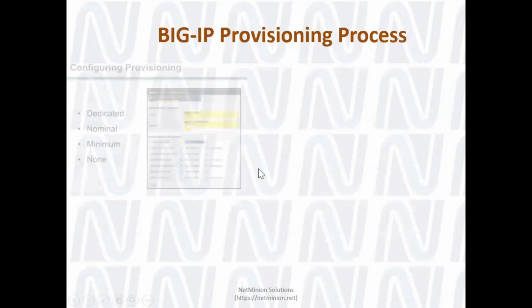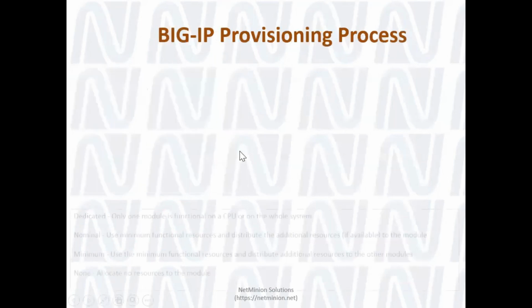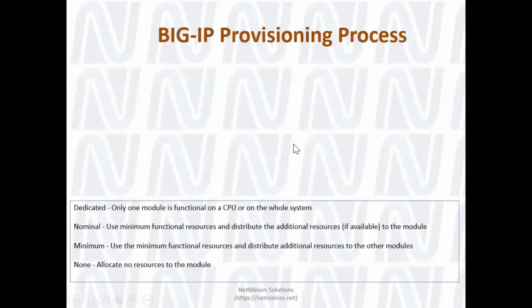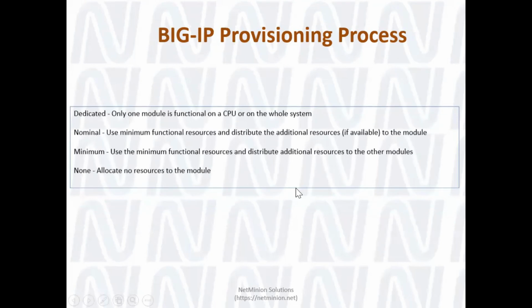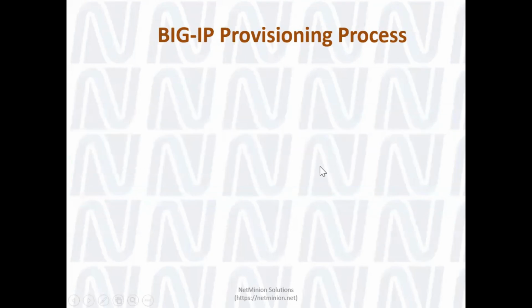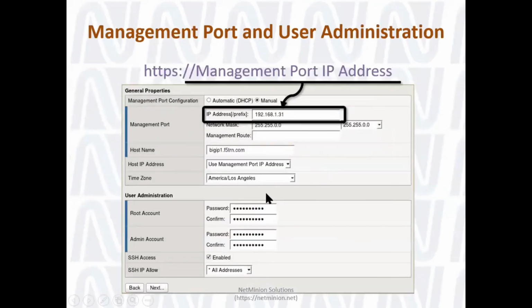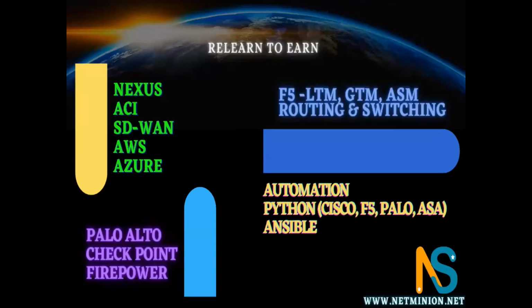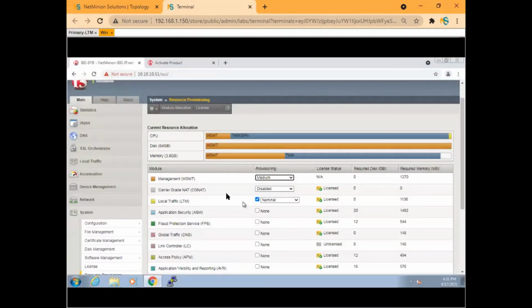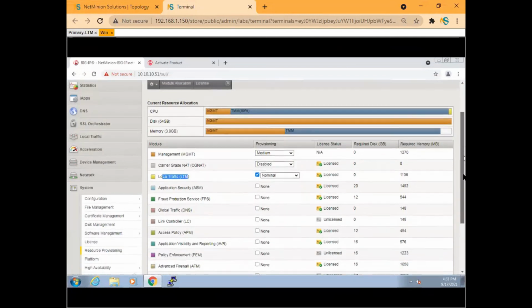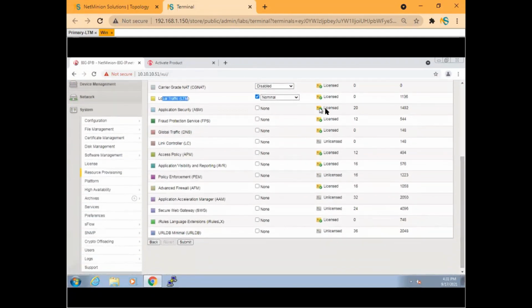Any question? Again, you can read about what is dedicated, minimum, none, and all of those things, but I have already explained it. Now let me go on to our lab. You can see in the LTM, this is nominal. The rest of the modules are licensed. ASM is licensed. If I click on nominal and submit, ASM will also activate it.